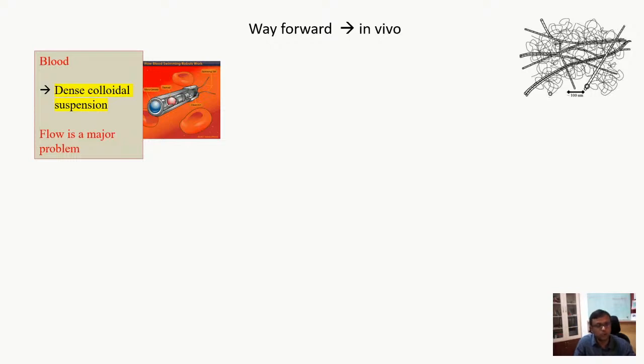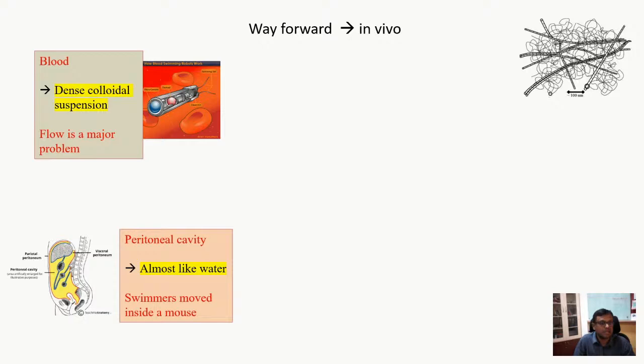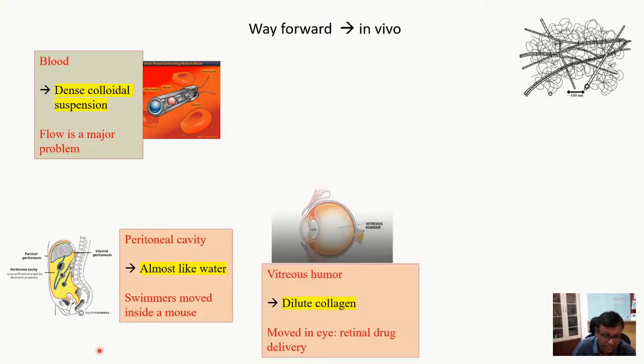So I already told you about blood. It can be thought of as a dense colloidal suspension in which we were able to move things. The ETH group were able to move the swimmers in the peritoneal cavity, something in the gut. And this is, again, a very interesting demonstration because the peritoneal cavity is related with many cancers, the cervical cancer, ovarian cancer. And they were able to show how the swimmers were moved inside the peritoneal cavity of the mouse.